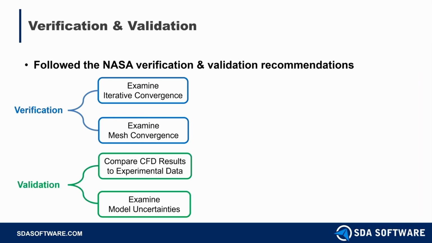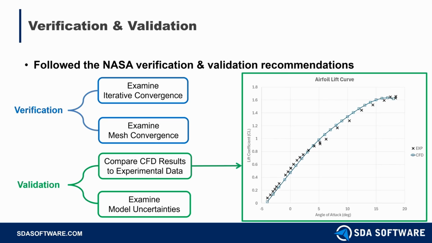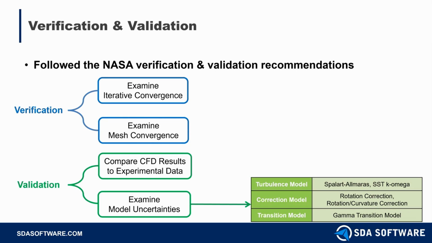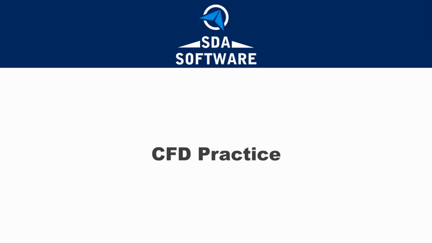As we already showed you, we compare our CFD data to experimental data to make sure we find good agreement. And on top of that, we actually also examine our model uncertainties for different models like turbulence models, where we're looking at Spalart-Allmaras, SST k-omega, and we look at different correction models like rotation correction and rotation curvature corrections. And we also look at implementing transition models. And we simulate all these different models in various combinations to assess their effects on the end results. So that finished off our validation approach.